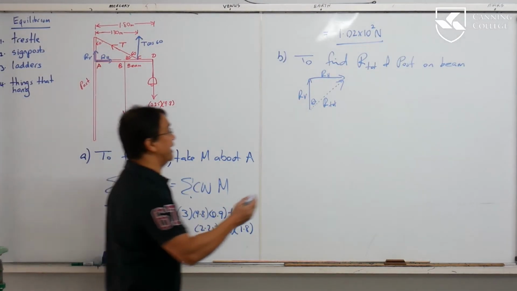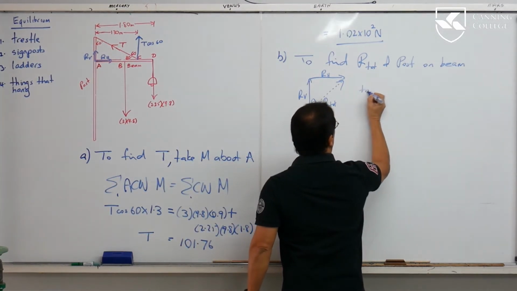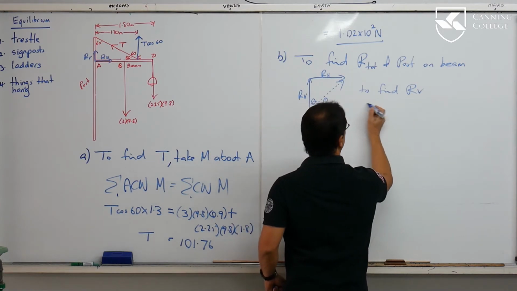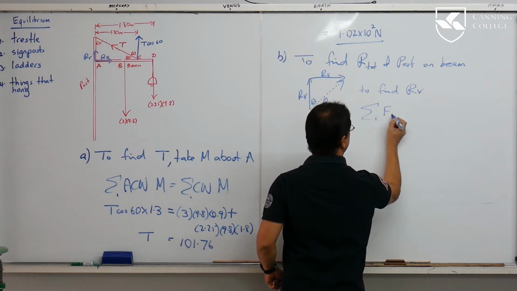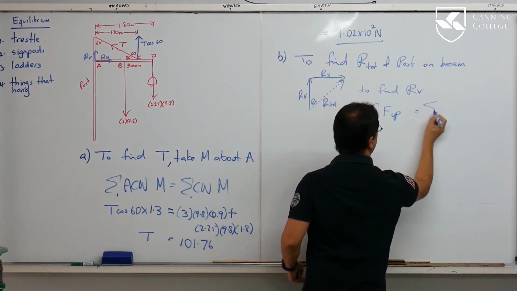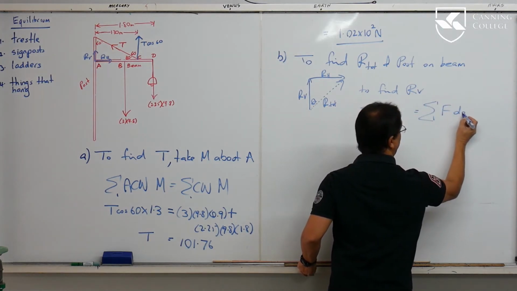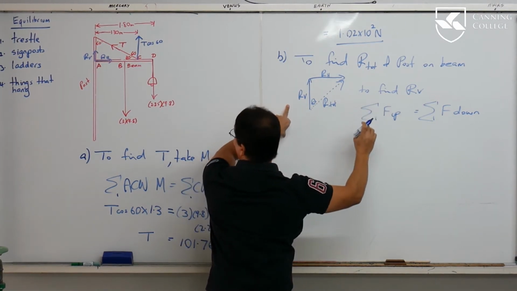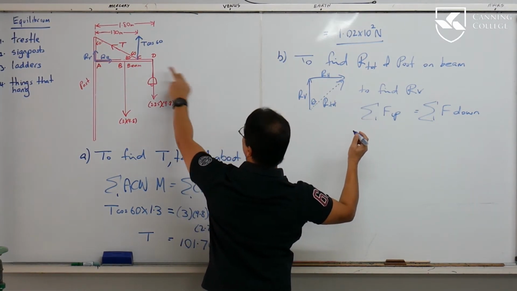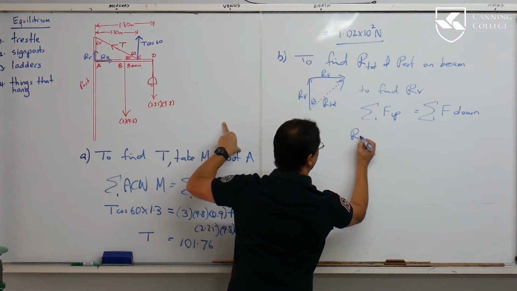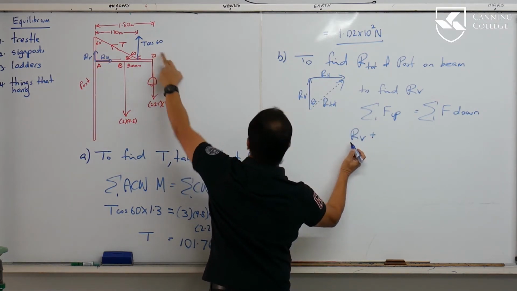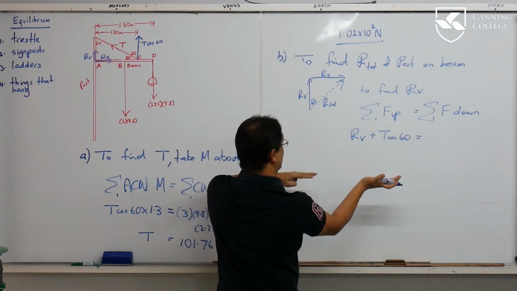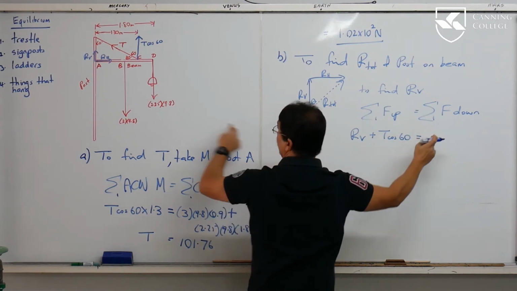So therefore we can say, to find RV, the sum of all forces up must be equal to the sum of all forces down. Okay, I'm standing in front of the board there, not good. Now the forces up are going to be RV plus T cos 60. Those are our two upward forces. What are our two downward forces?